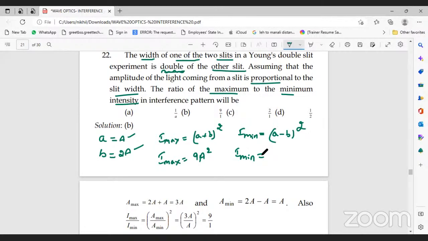Take the difference. A minus 2A whole square. That is A squared only, no? Yes, sir. Minus 1A square. Minus 1 into A the whole square, which is 1A square. They are asking you to find the maximum intensity to the minimum intensity ratio. Sir, 9:1. Yes, sir. Option B.